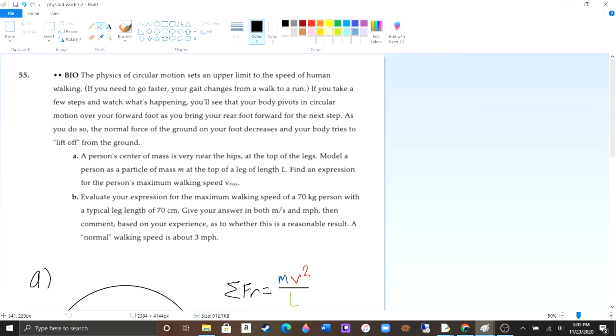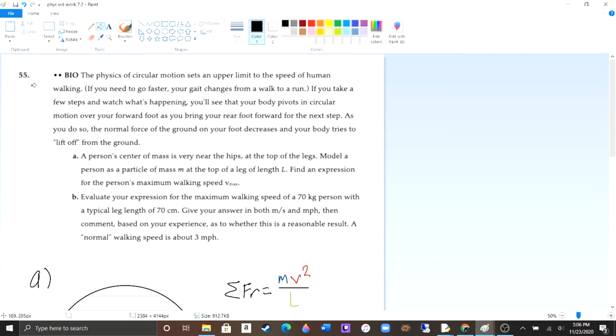And this is question 55, which is: the physics of circular motion sets an upper limit to the speed of human walking. If you take a few steps and watch what's happening, you'll see that your body pivots in circular motion over your forward foot as you bring your rear foot forward for your next step. As you do so, the normal force of the ground on your foot decreases and your body tries to lift off from the ground.